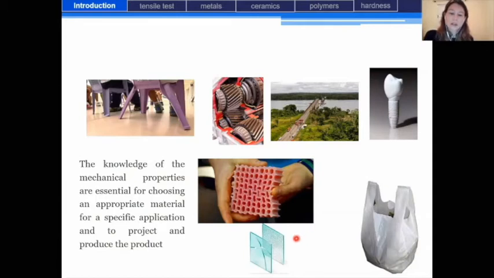And the final example that is shown is a glass that is fragile. So in that case, it should show that this kind of material breaks under high stress.